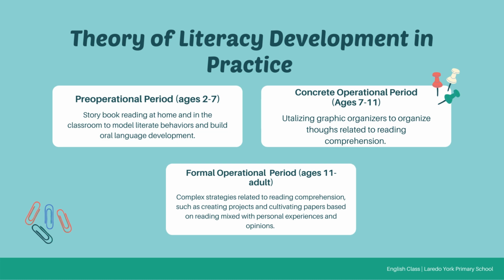And then the formal operational period, ages 11 to adult, which is a very broad time, includes complex strategies related to reading comprehension, such as creating projects and cultivating papers based on reading mixed with personal experiences and opinions. I'm kind of looking at this project as an appropriate activity for the formal operational period as an adult learner because it is a critical look at three theories and it does have a lot of my own opinions and voice within this presentation.